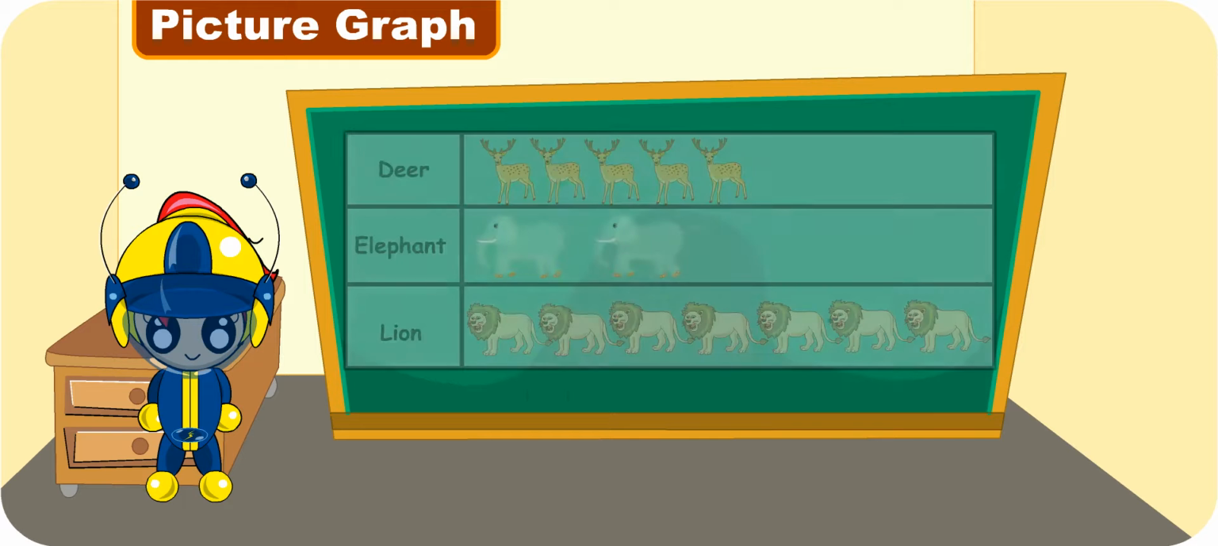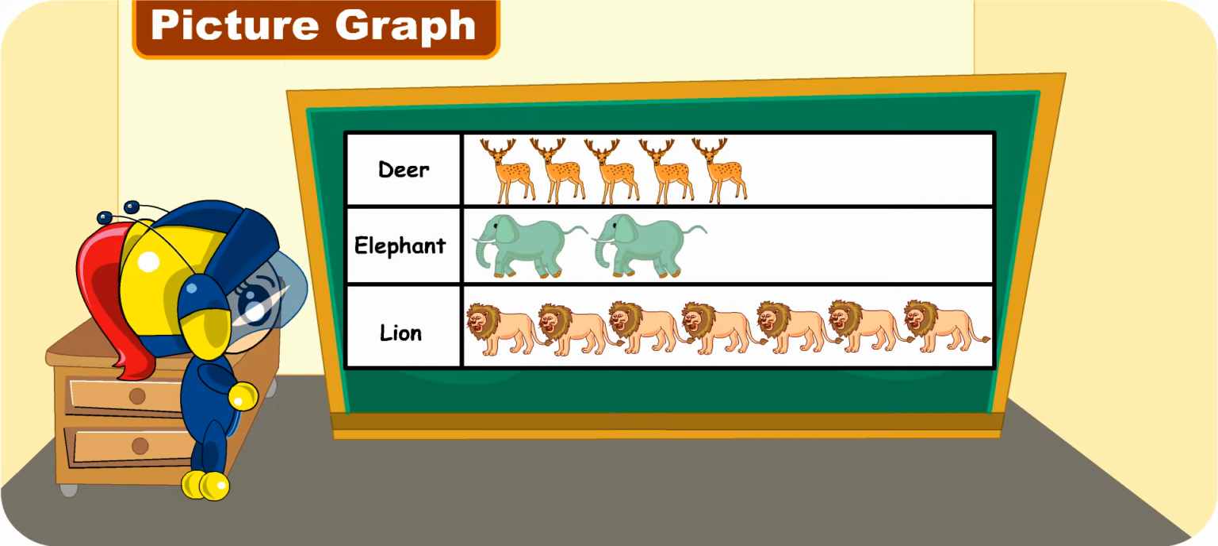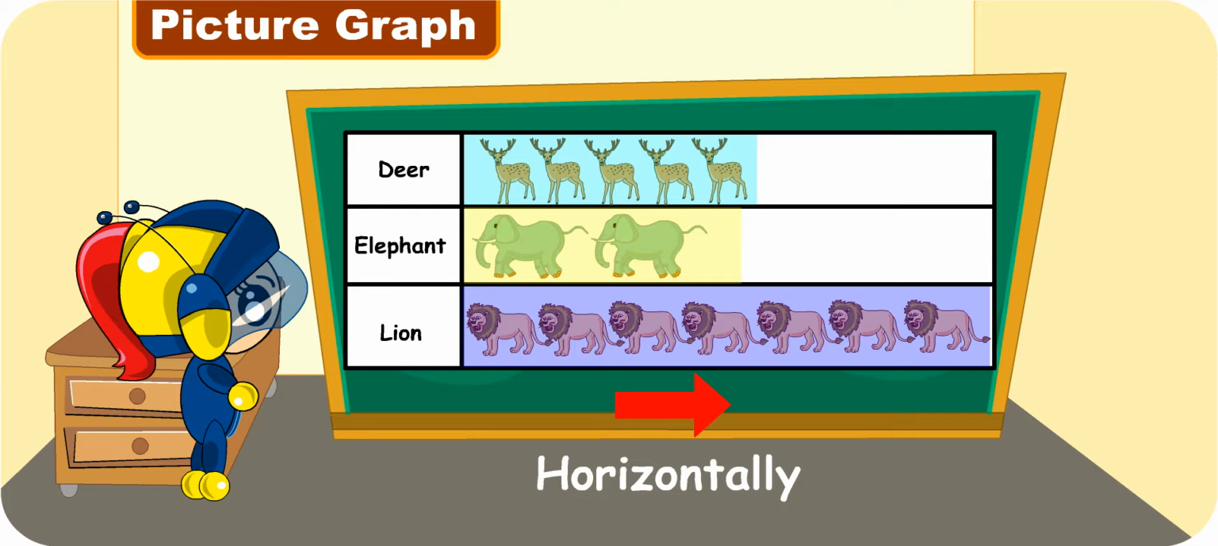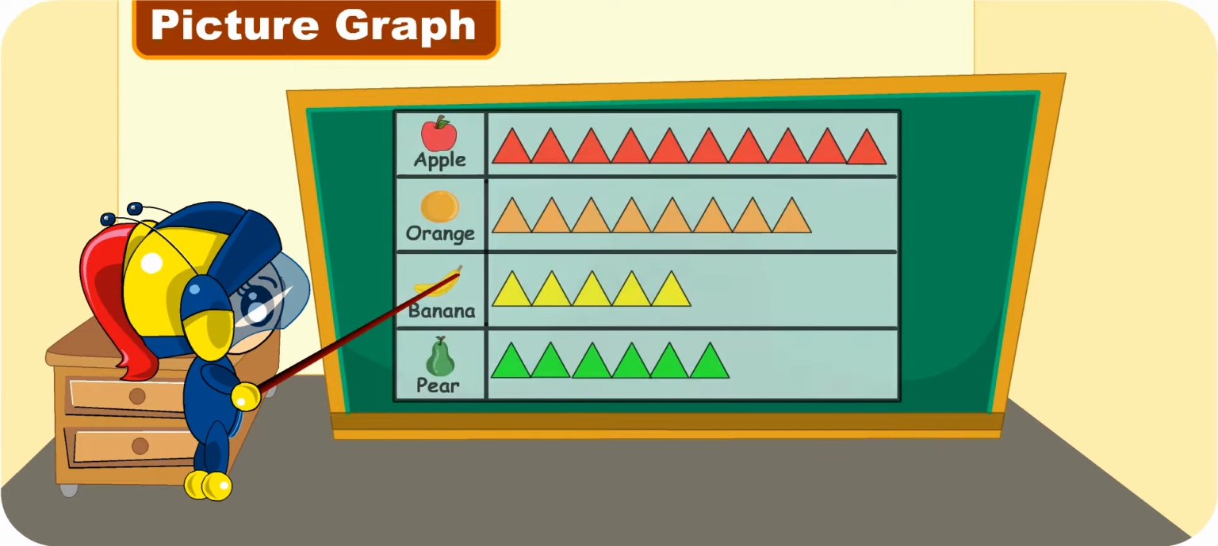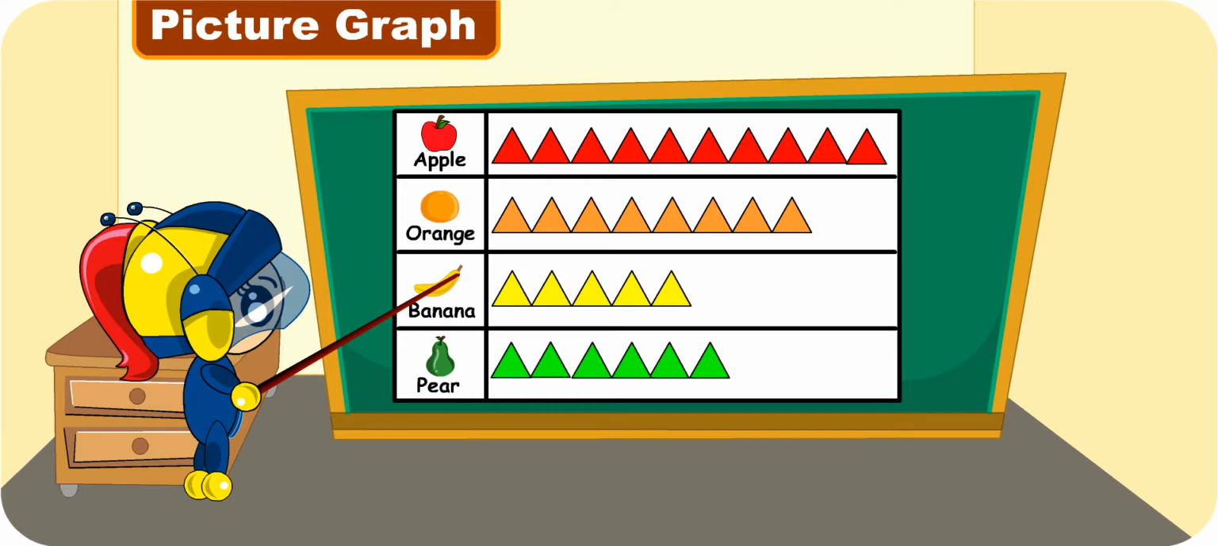Sure, here it is. This picture graph shows the different types of animals in the zoo. The pictures of animals are arranged horizontally. You can find out how many animals there are in the zoo from the graph. I see, teacher. What about this one? Is it still a picture graph?